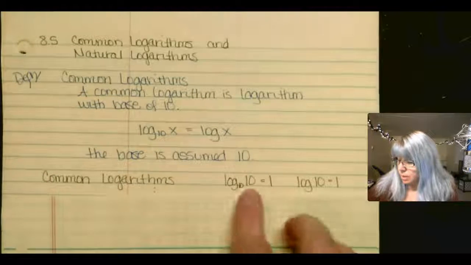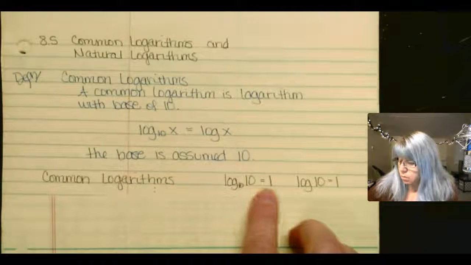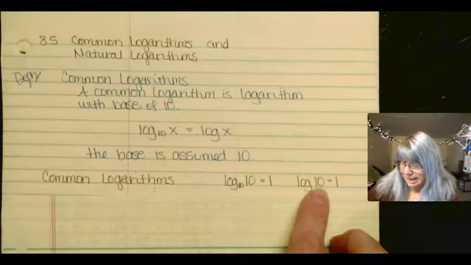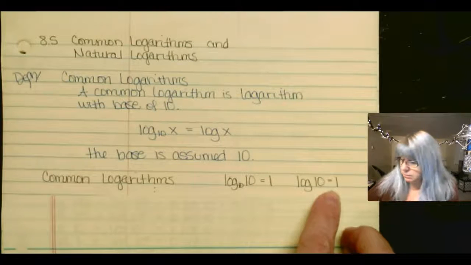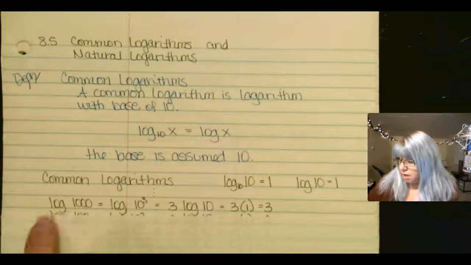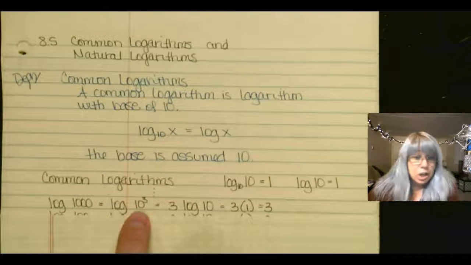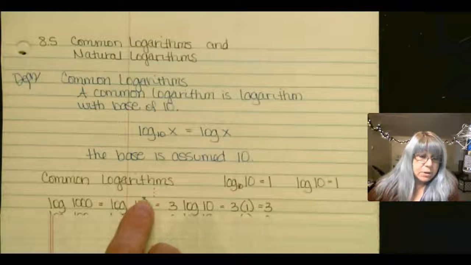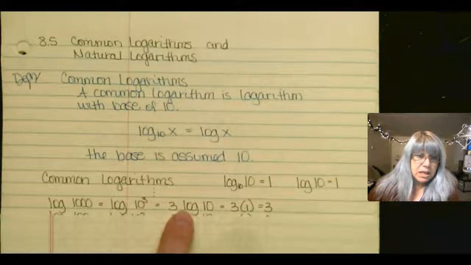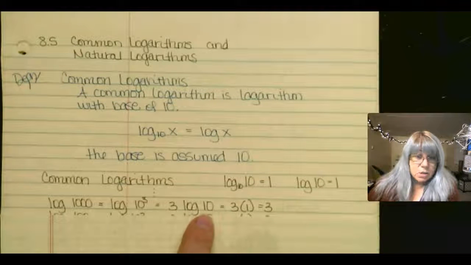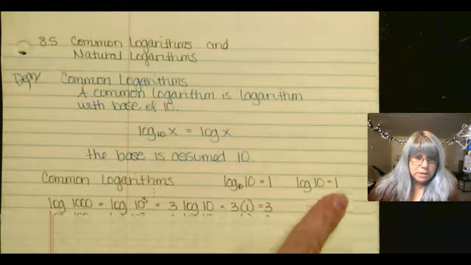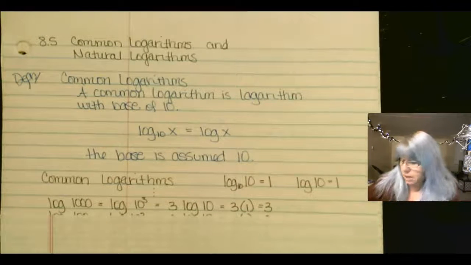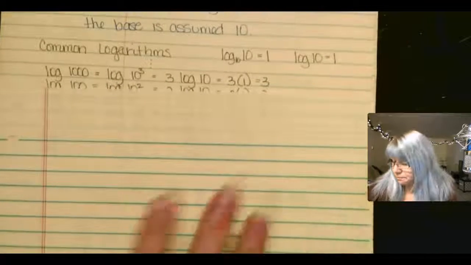Common logarithms, well, if log base 10 of 10 equals 1, remember our rule, then log 10 will equal 1. Log of 1,000, we can rewrite 1,000 as log 10 cubed. Bring our exponent out front, so it's 3 times log 10. Well, since log 10 is 1, 3 times 1 is 3. Okay. We're going to do this quite a bit, so let's keep going.